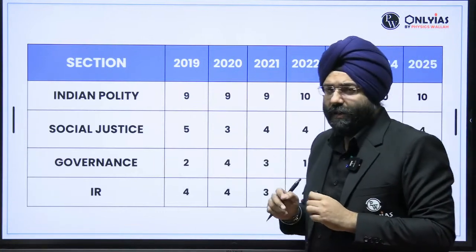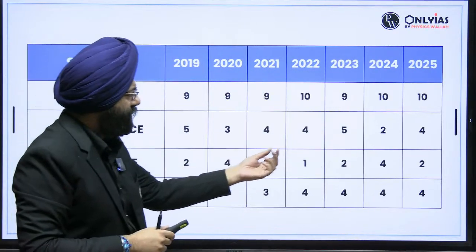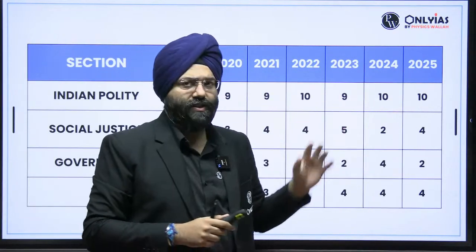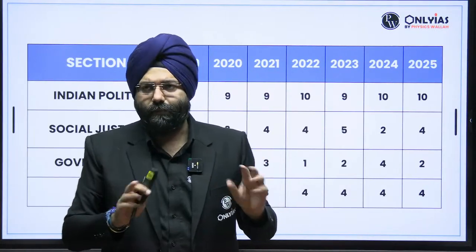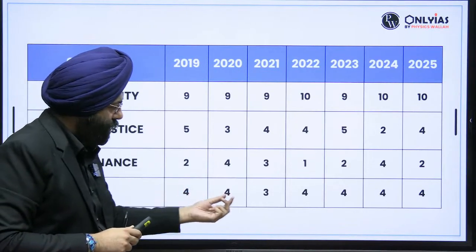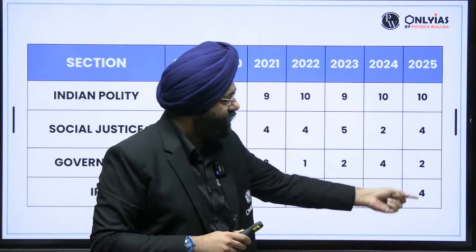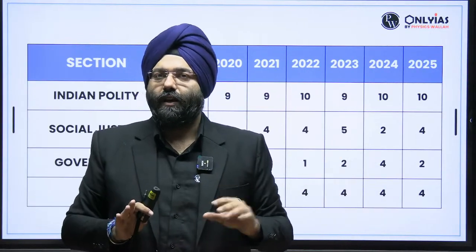With respect to governance, what are the questions that have come? If you see 2, 4, 3, 1, 2, 4, and in 2025, 2 questions have come. So on an average, 1, 2, 3 questions have come every year. Let us see international relations. Again, 4, 4, 3, 4, 4, and in 2025, again 4. So on an average, 3 to 4 questions come from this section also.